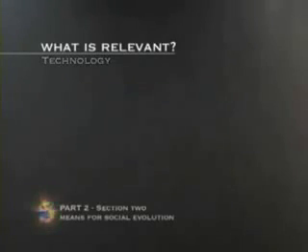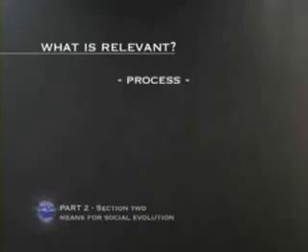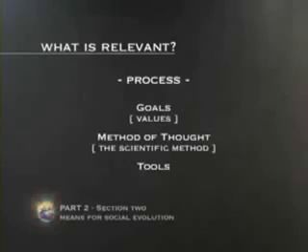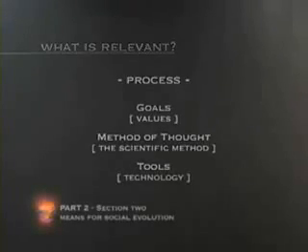Now, coming back to our larger point, the three attributes of personal and social evolution are thus our goals, the method of thought, and the tools to get it done. We define our goals based on what we value. We utilize the scientific method to solve problems and create hypotheses, and we harness technology to make the goal a reality. Part 3. A resource-based economy.